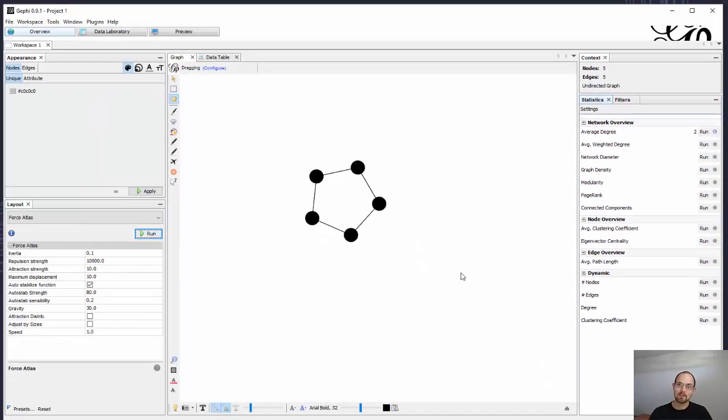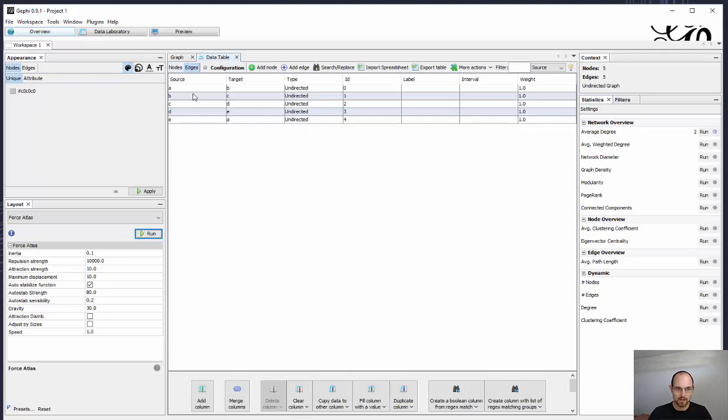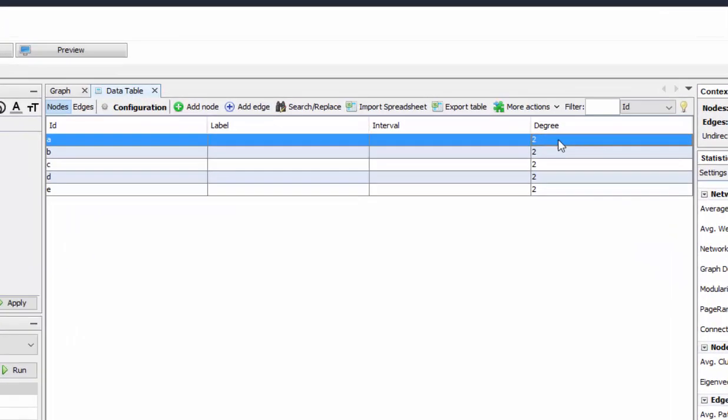What you wanted to have is all the information for each specific node, right? So by calculating a centrality score, you're actually adding an attribute to the nodes, right? So maybe let's search for this information in the data table again. So I'm in the data table here, I switch to the nodes tab, and here we see the degree.